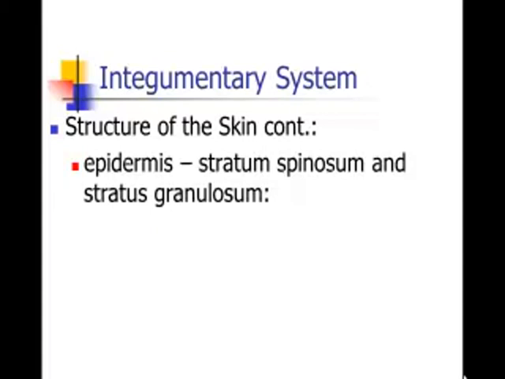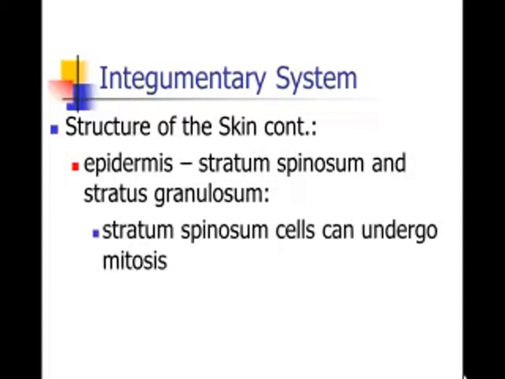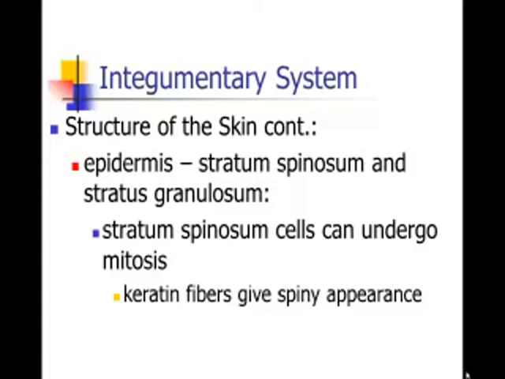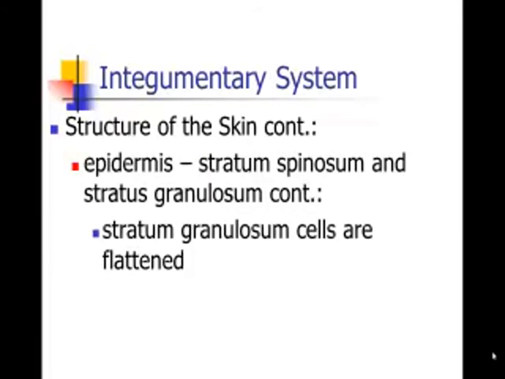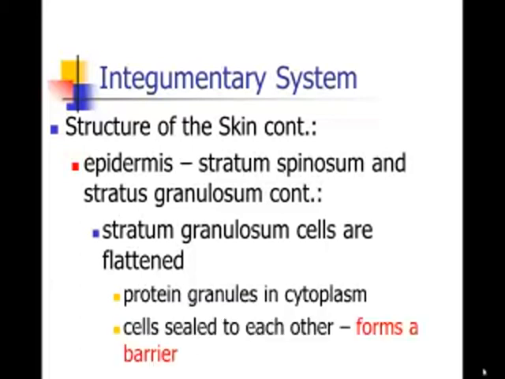We have stratum spinosum and stratum granulosum. The spinosum has the ability to have mitosis, cell division, and there are fibers of keratin within this layer that gives it sort of a spiny appearance, hence the name. The granulosum cells are flattened, and they have protein granules in the cytoplasm. The cells are actually attached to each other, and this, as I mentioned before, forms a barrier preventing material from coming in or leaving the body.